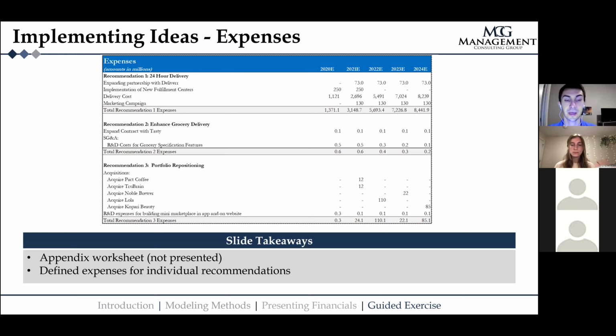So once again, this is an appendix worksheet. We'll show you what was on the actual slide, just a graph of it, soon, but this was once again in the appendix. And it defined expenses for individual recommendations.